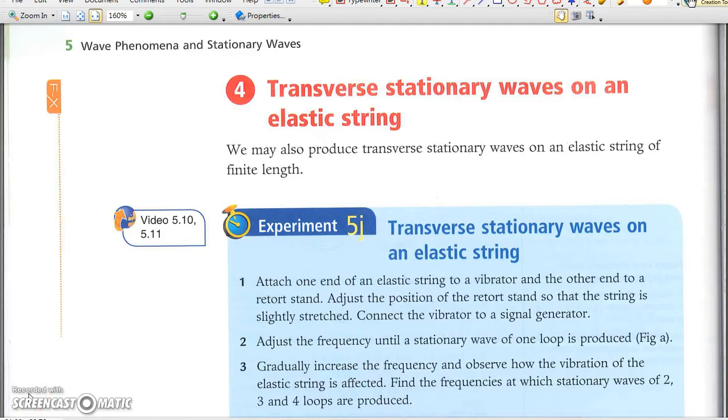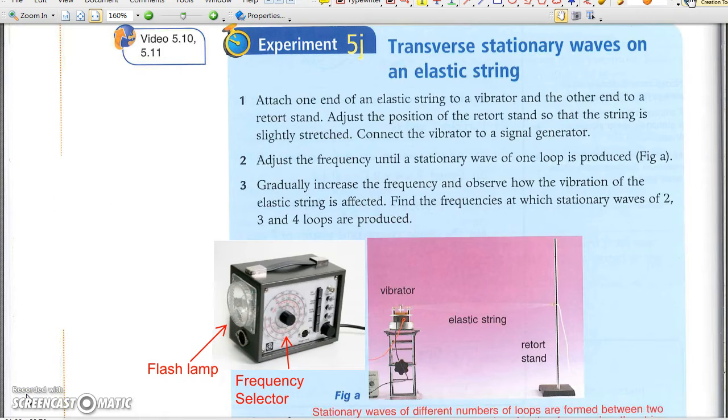4. Transverse stationary waves on an elastic string. It was told that there is a boundary condition that limits the wavelength of a stationary wave, and only those corresponding frequencies of wave may set up a stationary wave. Let's see what happens as the frequency of the vibrator changes.